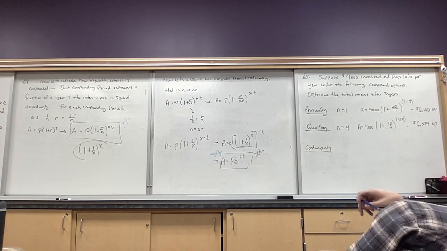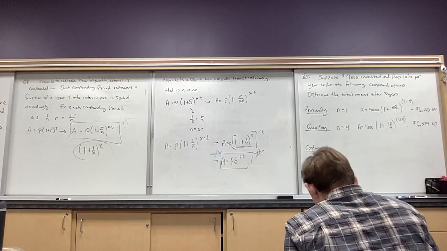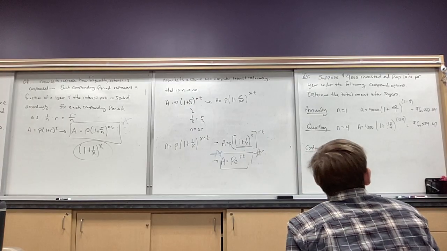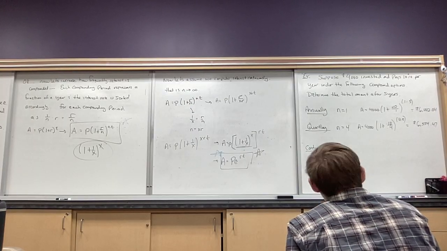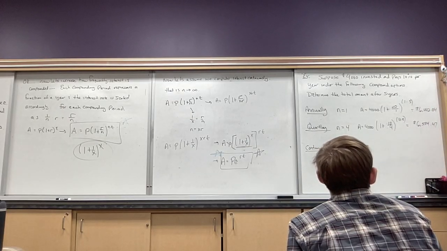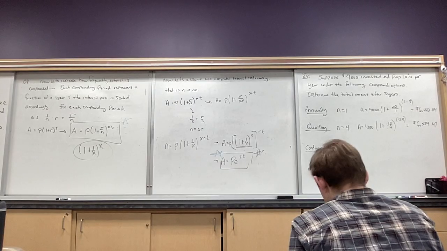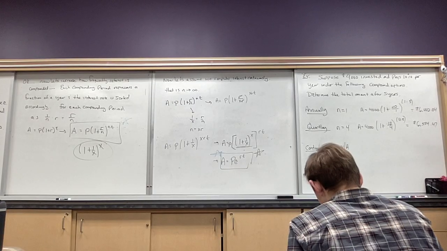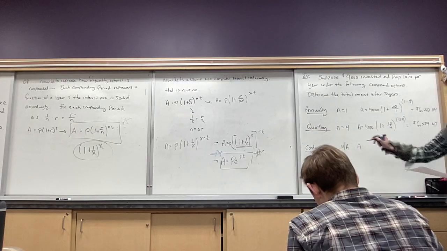So that kind of makes sense, because if you're compounding more, then your interest is being calculated off of a larger amount each time, which is good. Now, continuously, well, it's not being compounded any sort of amount. It's just continually adding more and more each and every second. So we're going to use that formula down here.